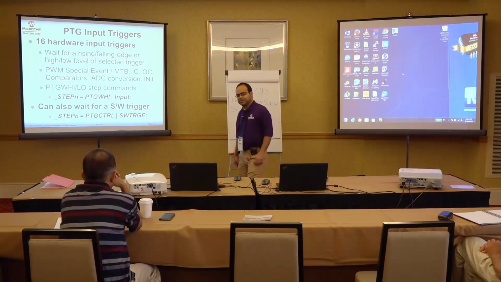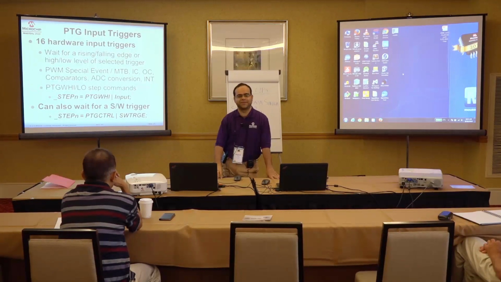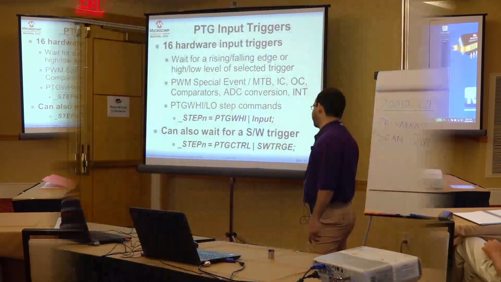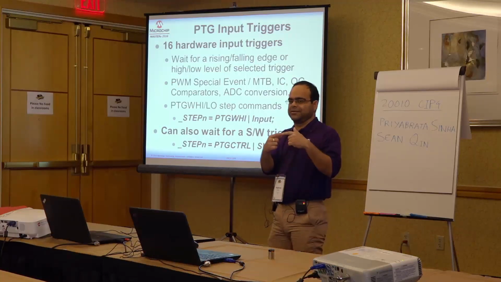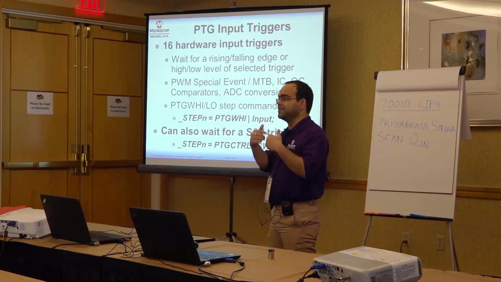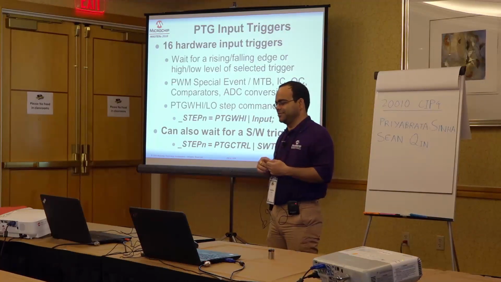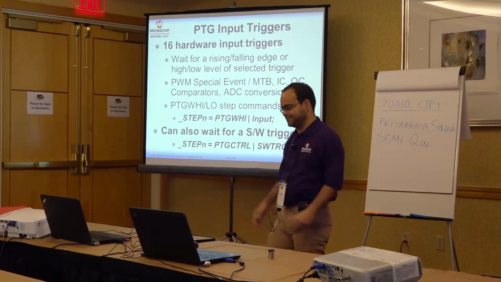And then there is also an option for a software trigger. Here in this case it is waiting for a trigger from the CPU instead of any peripheral module. So, if you perform this step command, software trigger enable, then it will set and wait for a software trigger from the CPU. The CPU has to set a particular control bit in order for the PTG to get that trigger and go into the next step.